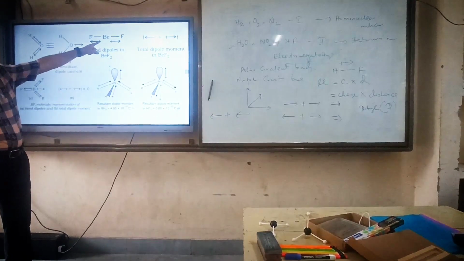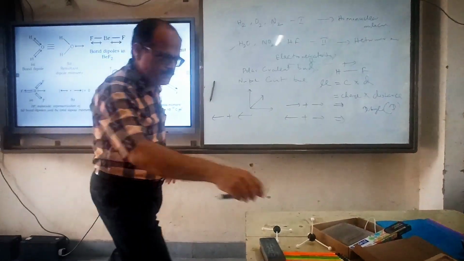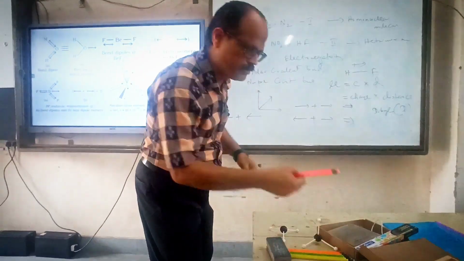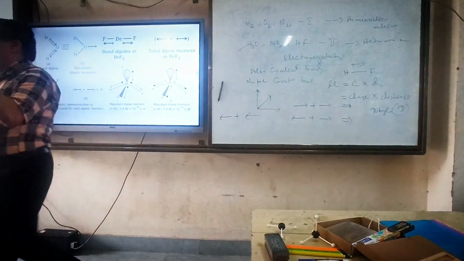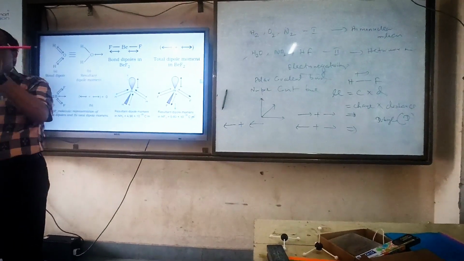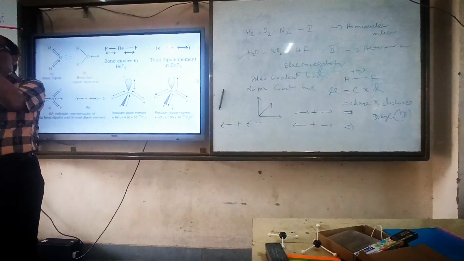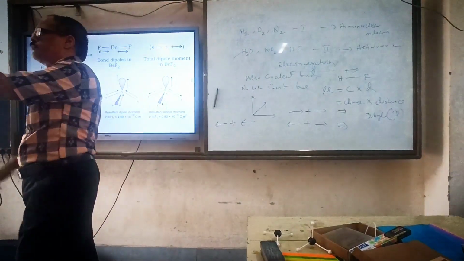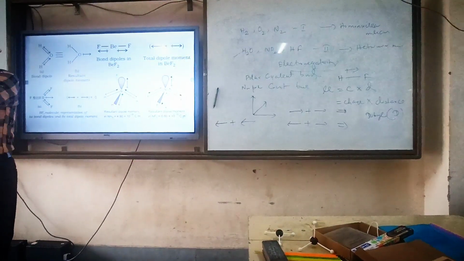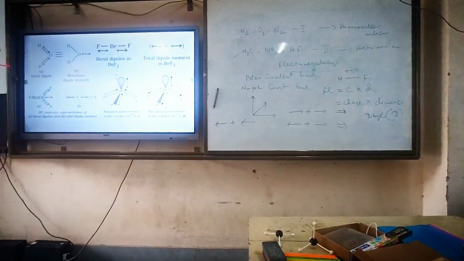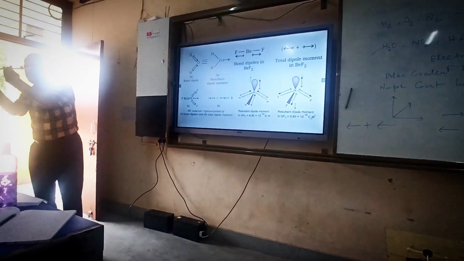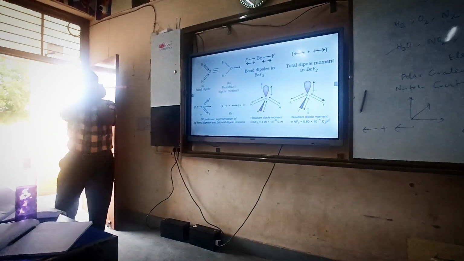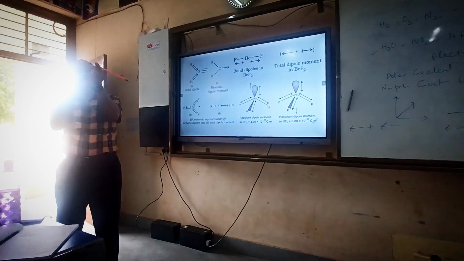Now coming to this one, BeF2. BeF2, you see, is just a linear shape. Now you see, these are two pencils. Suppose this is the beryllium atom. So I am showing this one, completely linear shape. Suppose this one is oxygen, this one is oxygen, and this is hydrogen, and this one is bent.